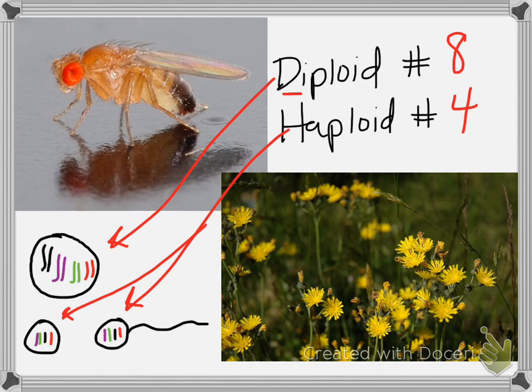So those would be haploid cells for this species. They would have 4 individual chromosomes, 1 in each pair. They wouldn't have 2 in each pair like a diploid cell. So those would be the sex cells.